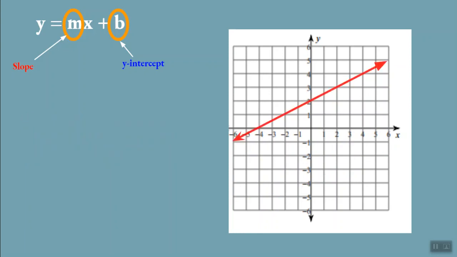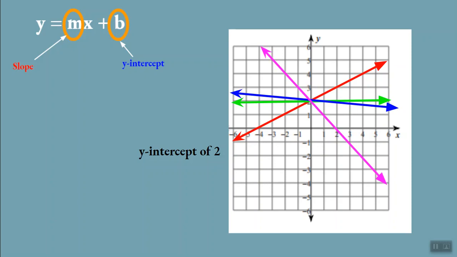Okay, so that brings us to the next part here, which is the y-intercept. Let's look at this line right here. If we're looking for the y-intercept, look at where the line crosses the y-axis. This red line crosses the y-axis at 2. So this has what we call a y-intercept of 2. Now that's just the characteristic of that particular line. This green line also has a y-intercept of 2. It crosses the y-axis at 2. Same thing with this blue line, and same thing with this purple line.